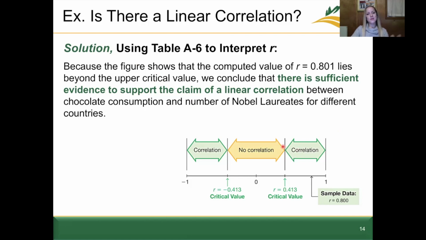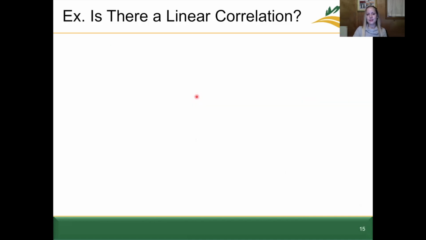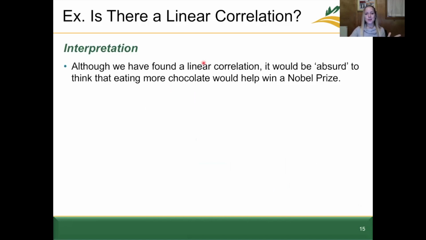More specifically, we keep in mind what sample pair data we're working with, so there is a linear correlation between chocolate consumption and number of Nobel laureates. So again, we solved this two different ways, using a test statistic T and finding a p-value, or using table A6 to find a critical value. In both ways, we get the same conclusion. Now, though, we need to go back to the interpretation and keep in mind those requirements that we talked about at the beginning.